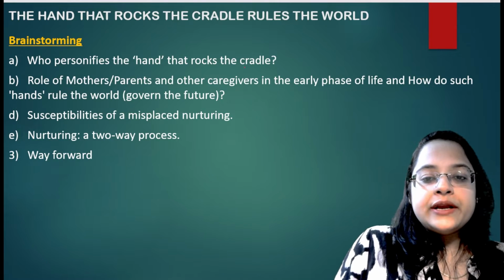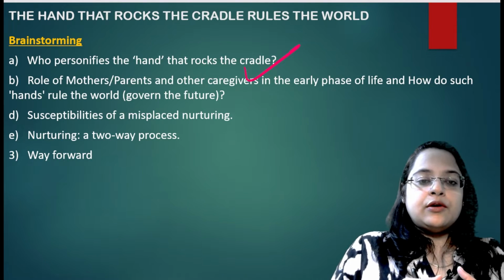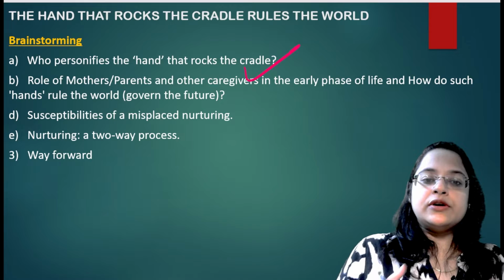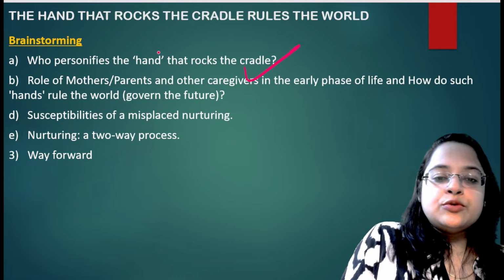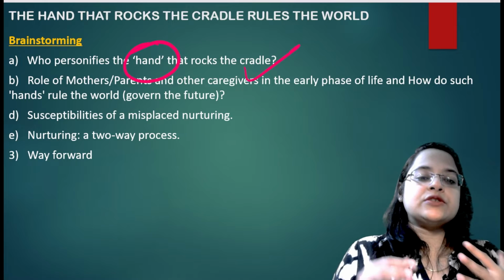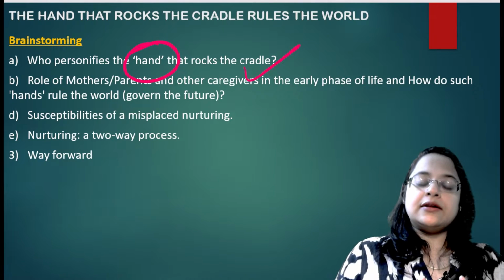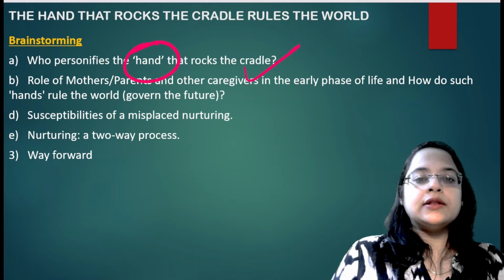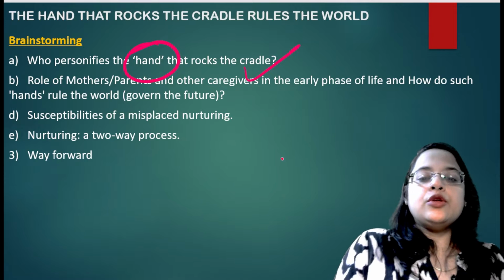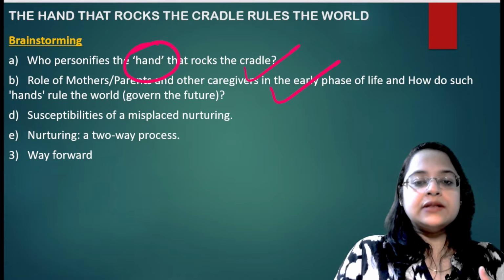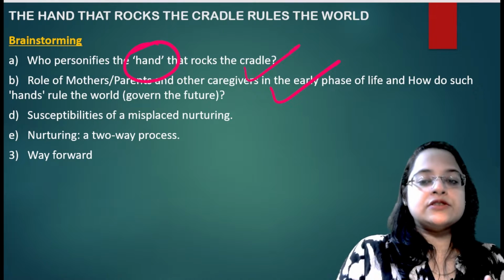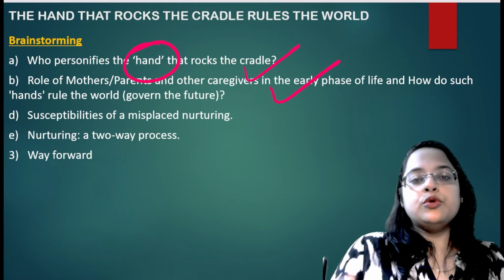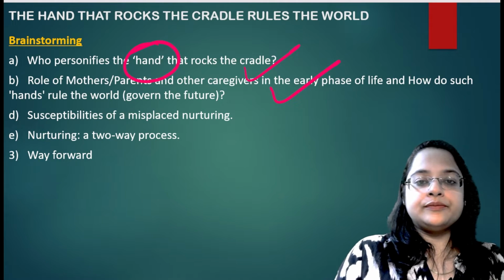Right? So coming to the brainstorming session of this paper, we need to have the major 5-6 dimensions of this particular essay, as I already told you. So in the first place, you need to explain to the examiner who personifies the hand that rocks the cradle. Here you would talk about the broader interpretation of the topic. You would go to other caregivers, right? Then you would explain the role of parents, the role of mothers, the other caregivers in the early phase of life, and how they actually govern the future. How does it help the child in important decision making?